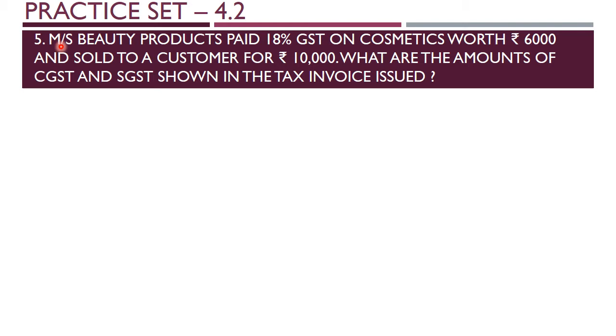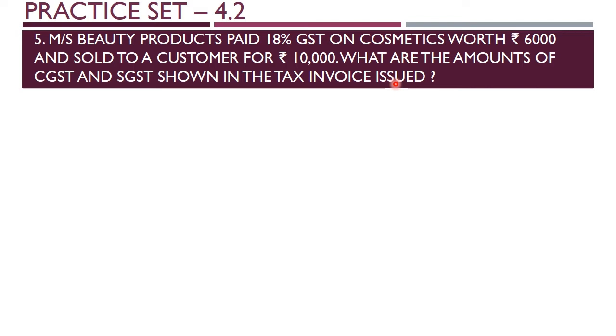Now Messrs Beauty Products paid 18% GST on cosmetics worth rupees 6,000. So this is the price of the cosmetics, and on that 18% GST was paid, and they were sold to a customer for rupees 10,000. Now what are the amounts of CGST and SGST shown in the tax invoice issued? Okay. Now the tax invoice issued by this particular firm to the customer. In that invoice, what is the central GST and state GST that is shown?